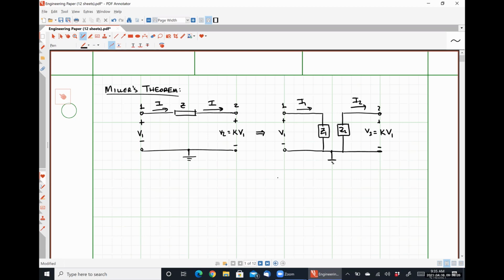My impedance Z1 must have a value of Z, my floating impedance, divided by 1 minus K, and my impedance Z2 must have an impedance of Z divided by 1 minus 1 over K. So let's talk briefly about why this works, because we are going to exploit it over the next several weeks, okay?